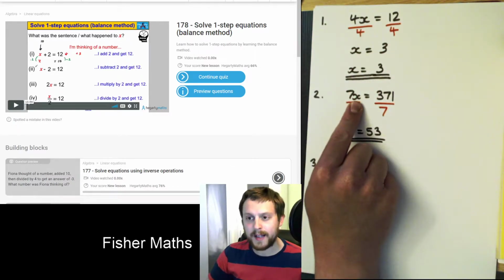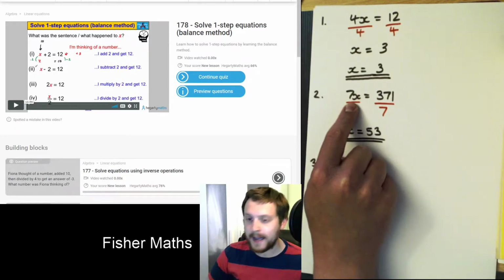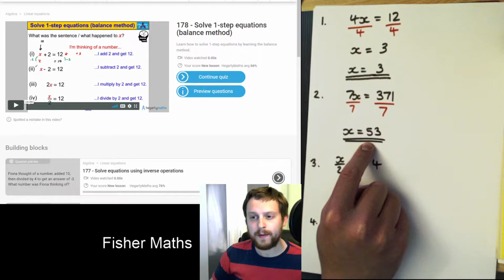In this question, x is being timesed by 7. So to undo that, I divide by 7. And of course, I do that to both sides to keep it balanced. And that's what gives me x is 53.